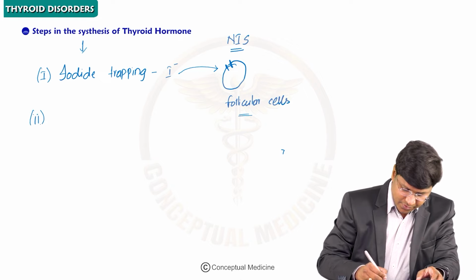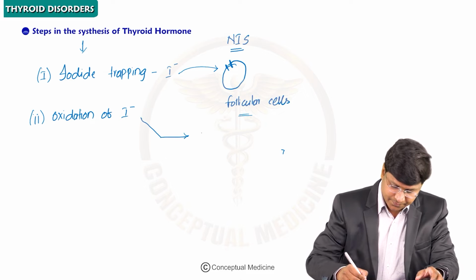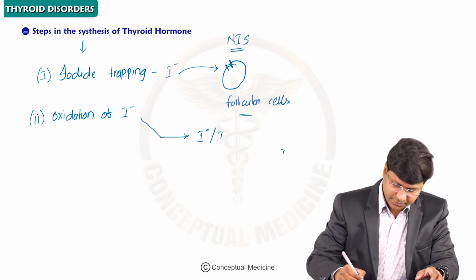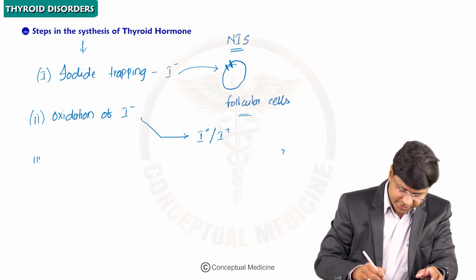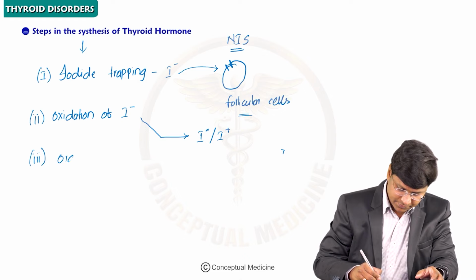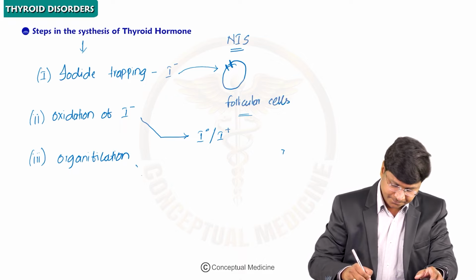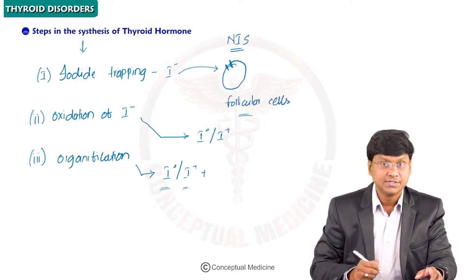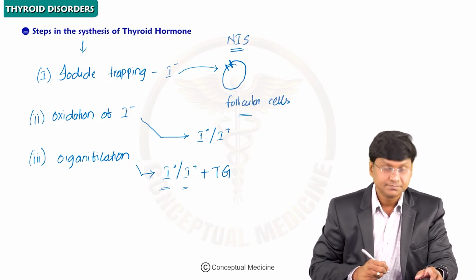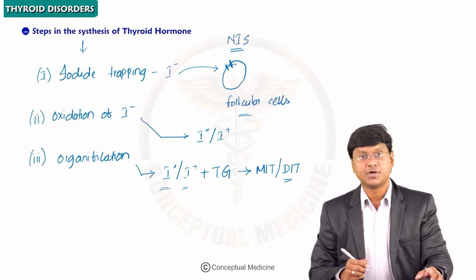The second important step is oxidation of the iodide, where I minus is converted into I0 or I plus. This is called iodonium, where there is oxidation of iodide. The third important step is organification. In organification, I0 or I plus will combine with thyroglobulin, and that will result in monoiodotyrosine or diiodotyrosine. That is your organification.